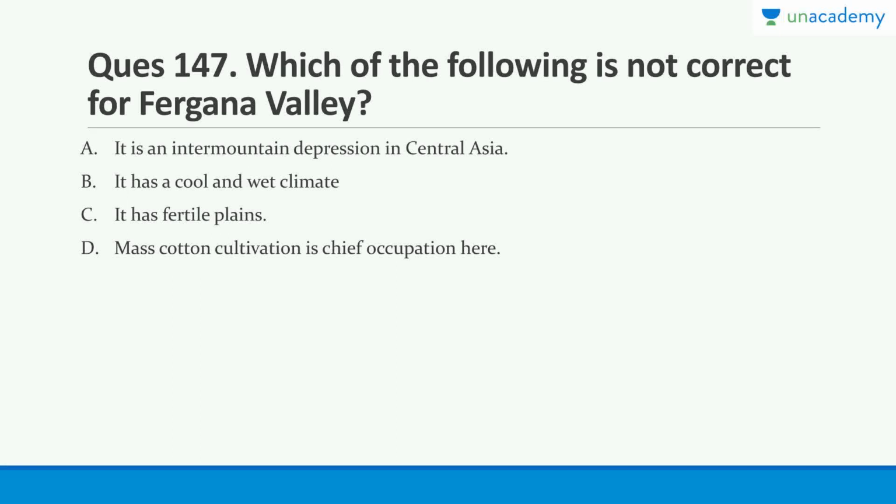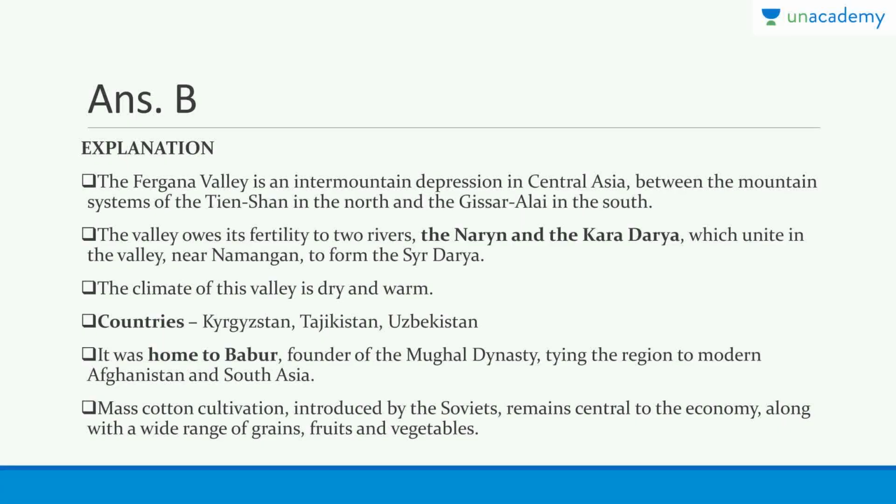Correct. It is cool and wet climate. No, this is wrong. Okay. So it has fertile plains, coastal cultivation is chief occupation. All these are correct. So Fergana Valley is an intermountain depression in Central Asia between the mountain system of Tian Shan in the north and Gissar Alai in the south.